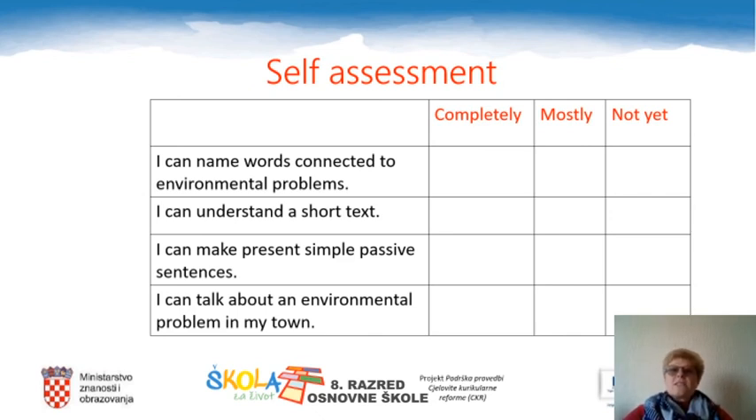In the end, let's do this self-assessment checklist. Here are some activities you are supposed to be able to do now at the end of today's lesson. Let me read them for you. You were supposed to name words connected to environmental problems. You were also supposed to understand a short text and to make present simple passive sentences. I hope at the end of the lesson you can talk about an environmental problem in your town. If you think that you can do well all these activities, put a tick in completely column. If you can do most of them well, put a tick in mostly column. And if you think you need some more practice, put a tick in not yet column.